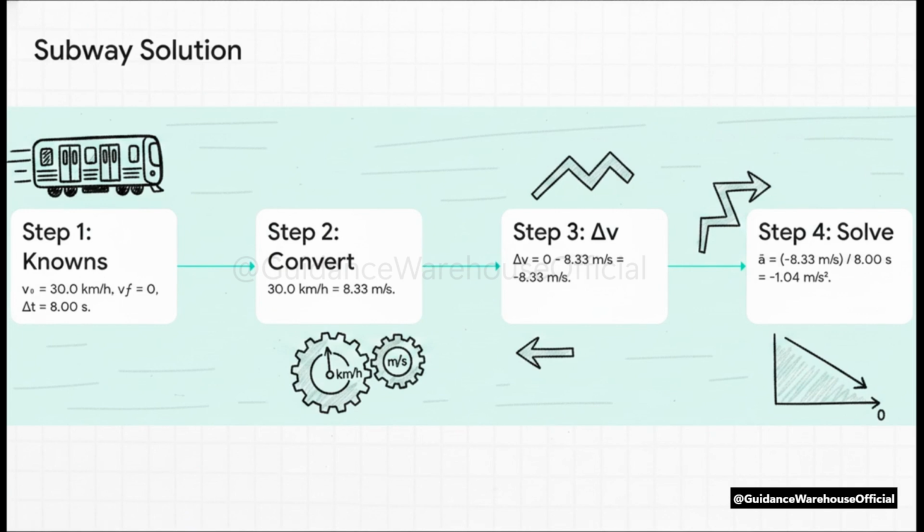The very first thing we have to deal with, and this is a classic trap in physics problems, is the units. We've got kilometers per hour, but our time is in seconds. We can't mix those. So we have to convert 30 kilometers per hour into meters per second. When you do the math, that comes out to 8.33 meters per second. Okay, now we're ready. The change in velocity is final minus initial, so that's 0 minus 8.33, which gives us negative 8.33 meters per second. Last step, we just divide that by our 8 seconds, and we get our average acceleration, negative 1.04 meters per second squared. And that negative sign should make perfect sense. The train was moving forward, but it was slowing down, so its acceleration had to be in the opposite direction.